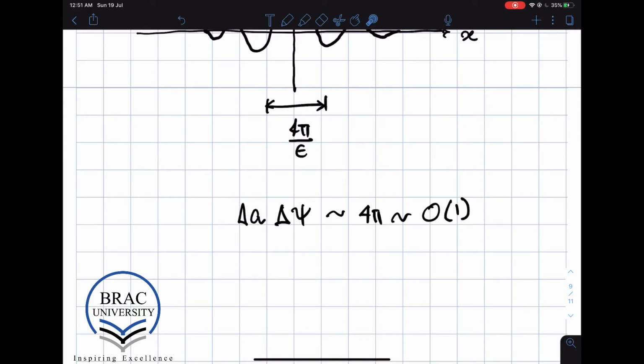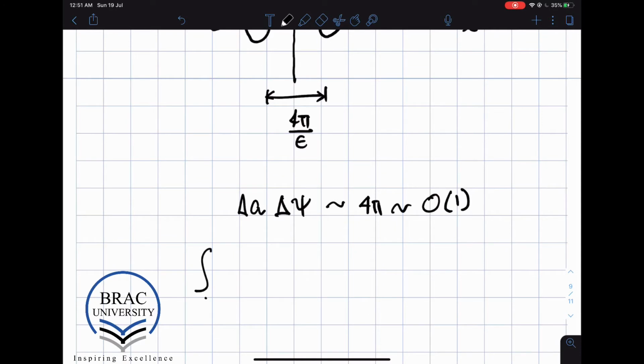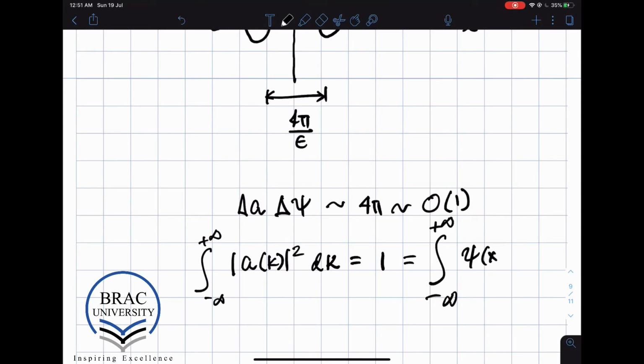So from Parseval's formula, we can see that this integral is very easy. It's just constant, and it's normalized in a way such that we just get 1 here. So it must be true that this is also equal to the integral from minus infinity to plus infinity of psi of x squared dx. Although this first integral is trivial, the second integral is not.